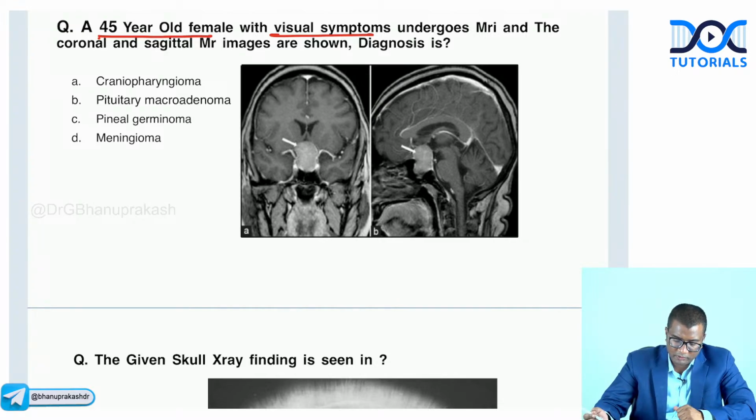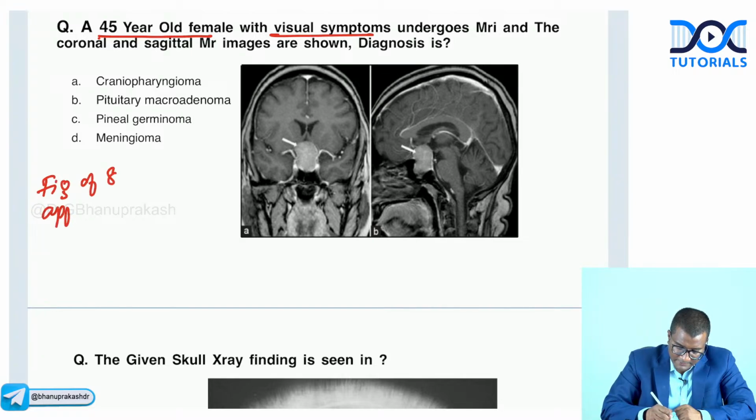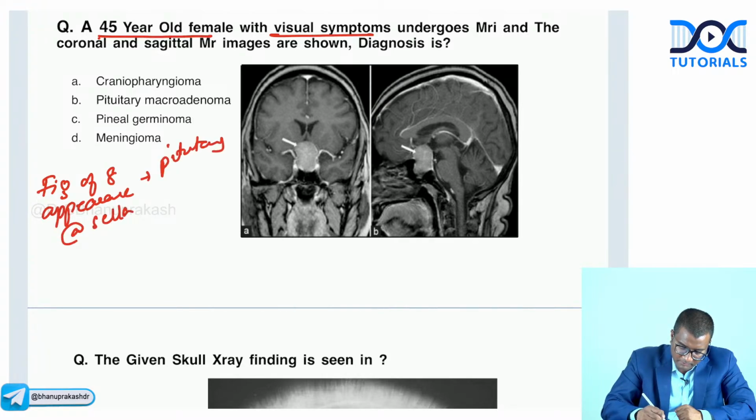Craniopharyngioma, pituitary macroadenoma, pineal germinoma or meningioma? Can you please answer them? What is this lesion? So obviously this is what is called the figure of 8 appearance at the sella. This is a pituitary macroadenoma.